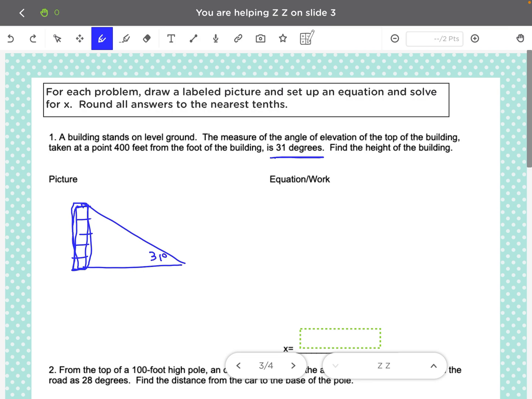And it says taken at a point 400 feet from the foot of the building. So the foot of the building is the same as the bottom. So we're talking about this bottom piece here, which is 400. Find the height of the building. Height is always straight up and down. So this is my X.